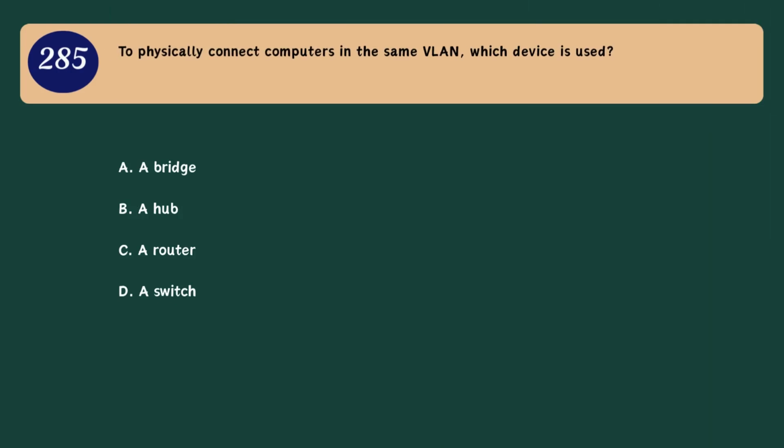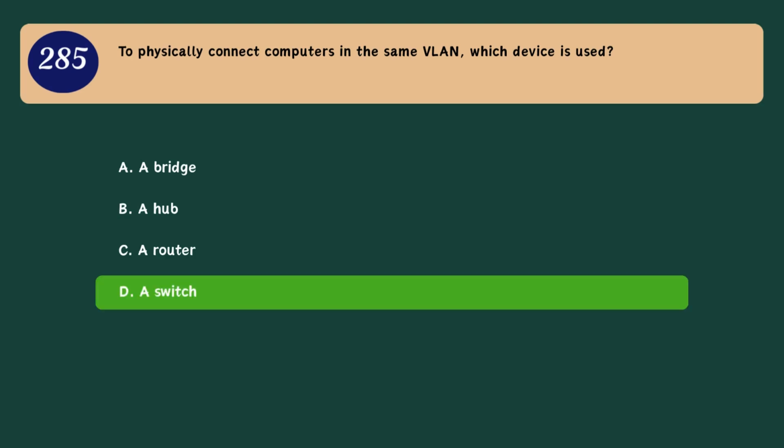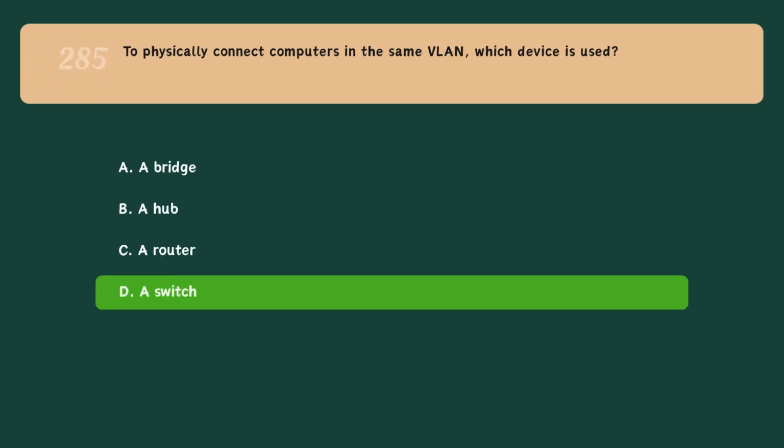Question 285. To physically connect computers in the same VLAN, which device is used? A. A bridge. B. A hub. C. A router. D. A switch. Correct answer. D. A switch.